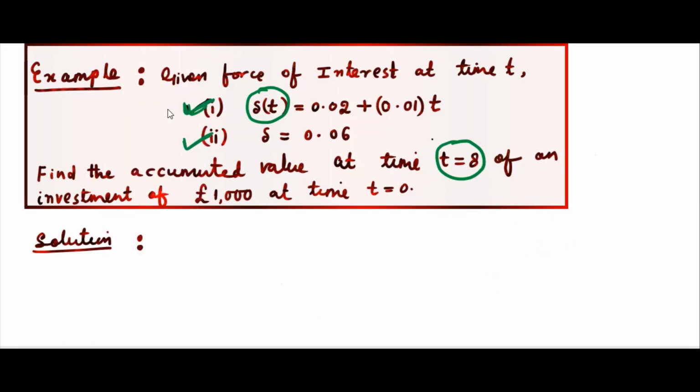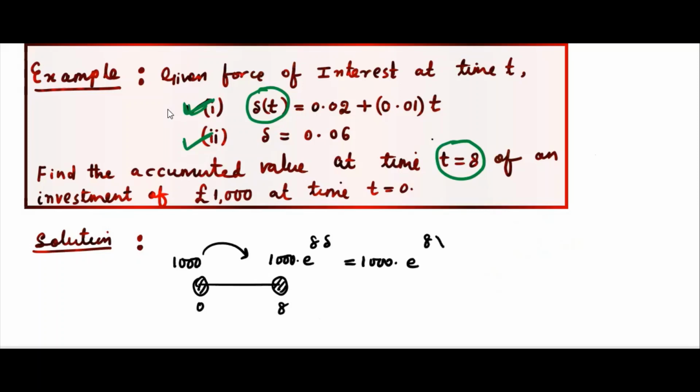In part 2, you need to just apply e power 8 delta. 1000 here, it grows to 1000 e power 8 delta, that is 1000 e power 8 into delta 0.06. Surprisingly, you will get the same result, but not always. This is kind of average interest rate. We get the same result because we got 0.48 in both the cases.